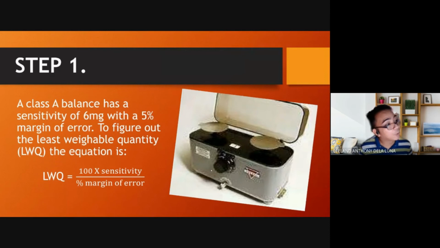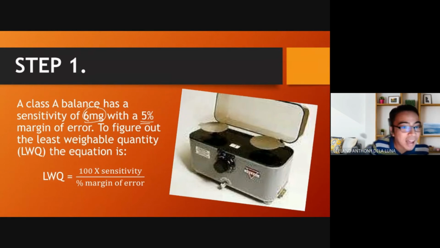Okay. So first things first, kailangan ko ng balance, right? Ang order ni doctor is 15 milligrams. Eh, ang balance ko, ang kaya niya lang i-weigh is in grams, say, for example. Okay? Now, class, because of this, kailangan ko munang i-measure ano ba ang least weighable quantity ng aking weighing scale. Yung pinakamababang kaya niyang i-weigh. So, class, this one is just a usual balance, ha? Normally, ang kanyang sensitivity is up to 6 milligrams. Okay? With a 5% margin of error. So, to figure out the least weighable quantity, the formula, class, will simply be 100% times the sensitivity divided by the percent margin of error of your weighing scale.